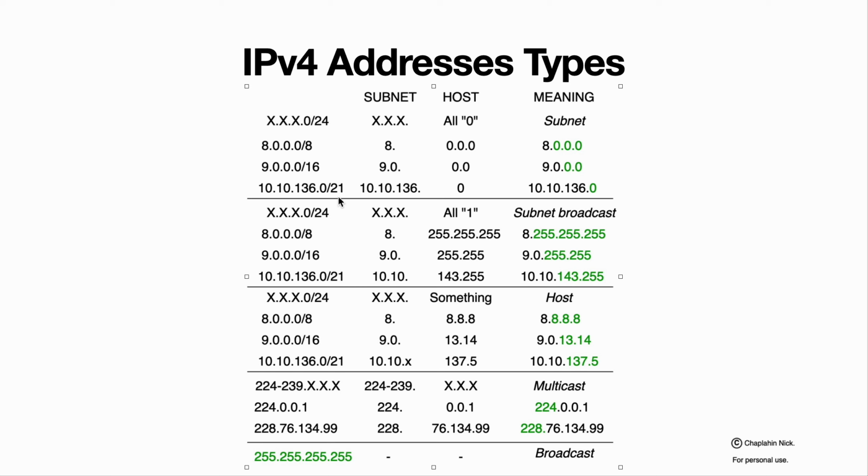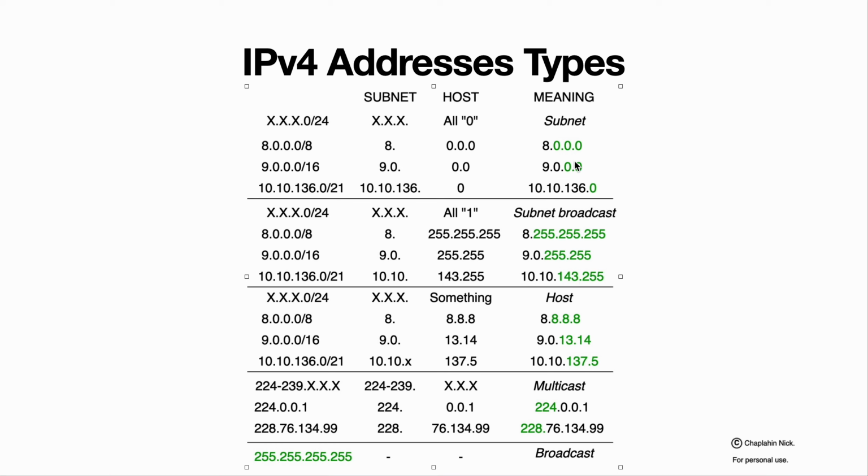And for the tricky subnet mask /21, we will talk about it a little later, but you can see that the subnet is 10.10.136.0, but hosts can go up to 143.255. How this magic happens, I will explain a little bit later.